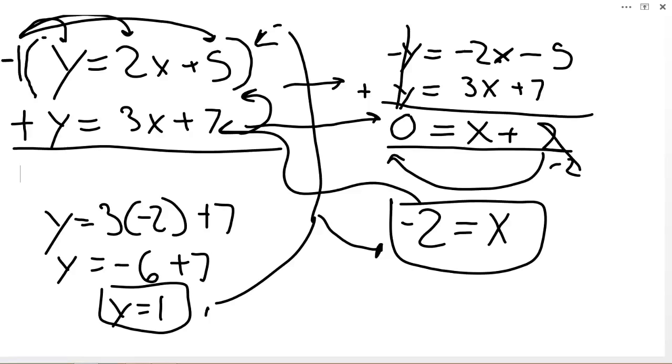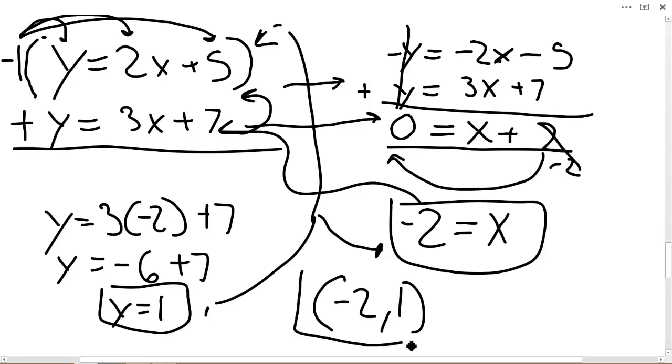So let's write this as an ordered pair. So we got our parentheses. We got a -2 for the x. We got a 1 for the y. Just box it in. Bam, that's our answer, you guys. And that's it, you guys.